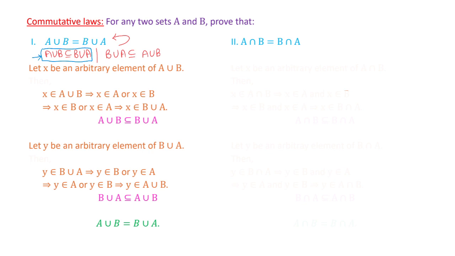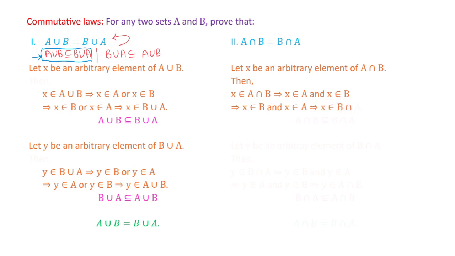We have a similar kind of proof for A intersection B is equal to B intersection A. We consider an element X that belongs to A intersection B. Then this means that X belongs to A and X belongs to B. We can write this as X belongs to B and X belongs to A, and this is the definition for X belongs to B intersection A. So we have proved that every element of A intersection B is an element of B intersection A. It means A intersection B is a subset of B intersection A.